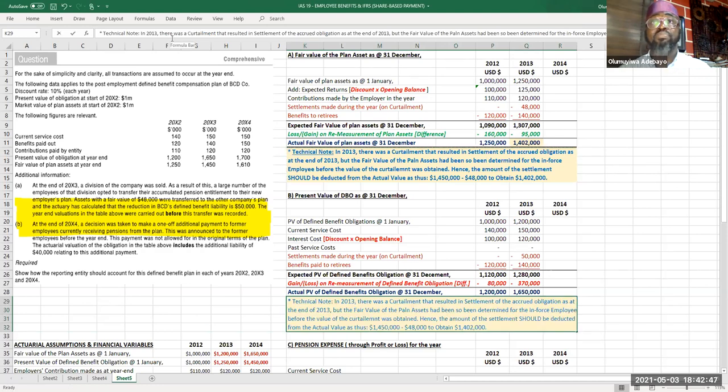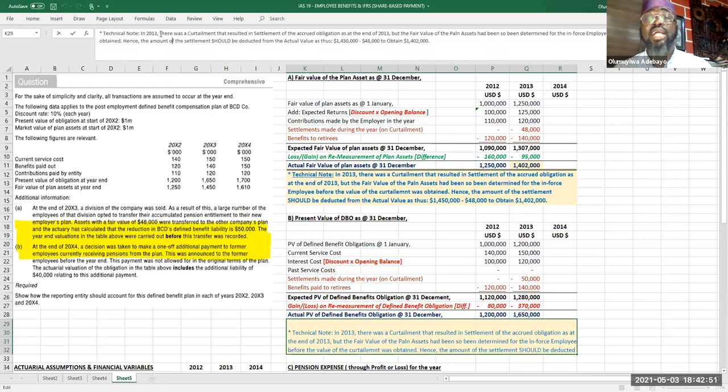Therefore, I'll change the narrative here as follows. Technical note: in 2013, there was a curtailment that resulted in settlement of accrued obligation as at the end of the year. But the present value of the defined benefit obligation had been so determined for the enforced employee before the value of curtailment was obtained. Hence, the amount of settlement should be deducted from the actual value as thus. The actual value is 1.6 and the liability curtailed was 50. When you remove that, you have 1.6 million.